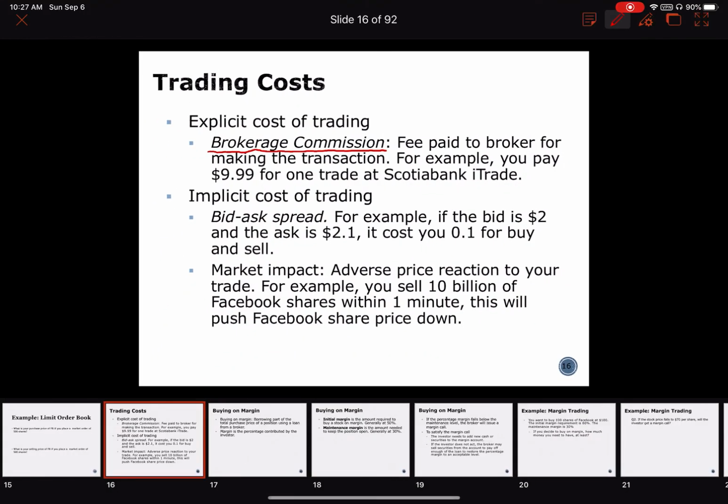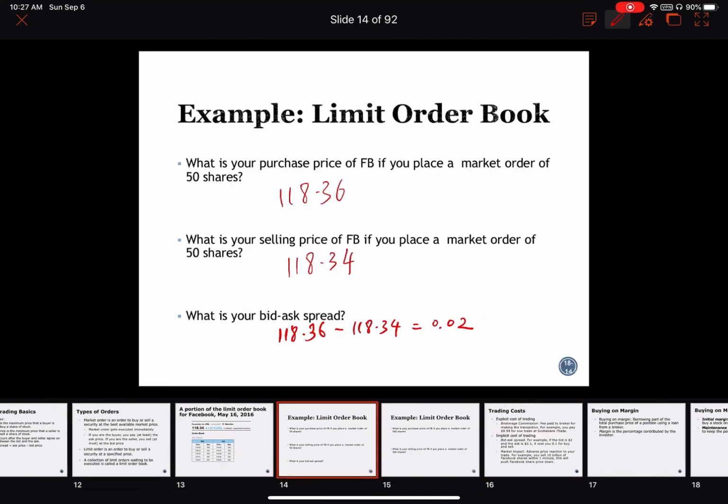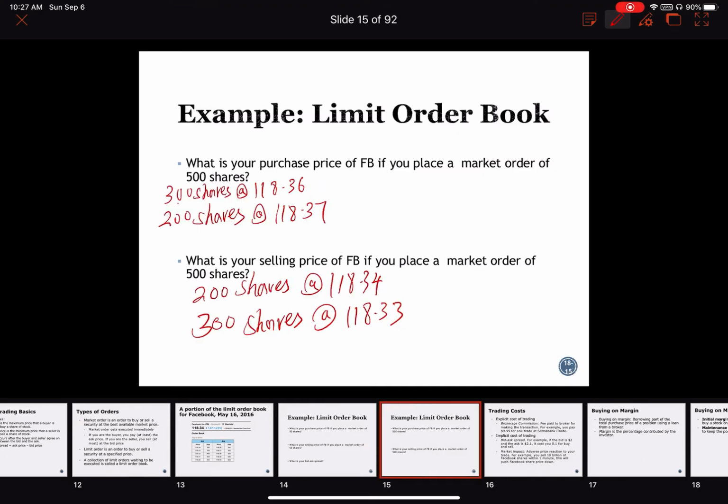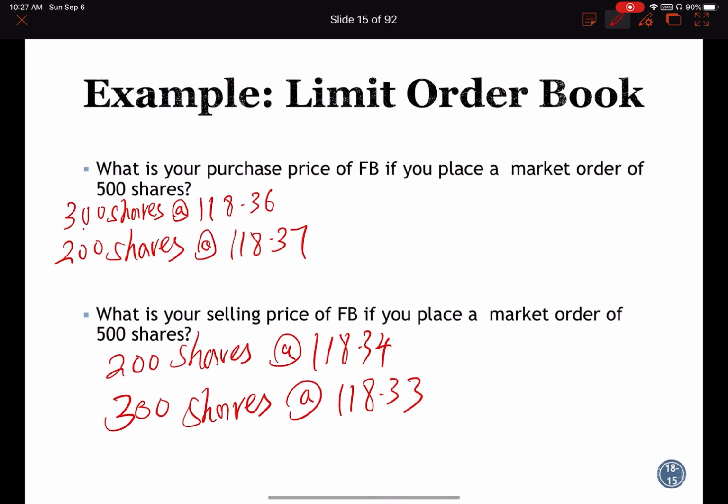You guys can actually see this implicit cost from this example, right? You can see that here, if you only place 50 shares, you can purchase at this $118.36. Now, if you make a larger purchase, 500 shares, then at least partially, you have to make a purchase at a higher price, right? So this 118.37, this higher price is really because of your market impact.